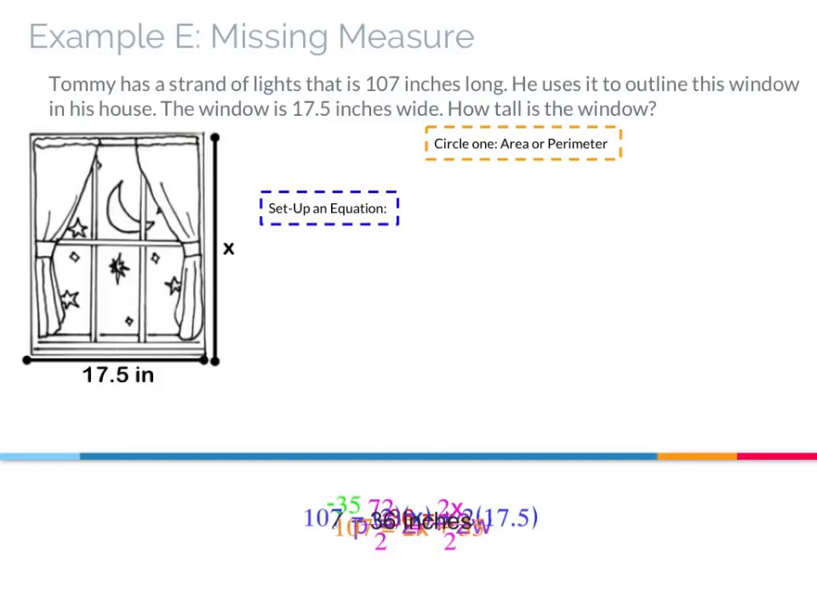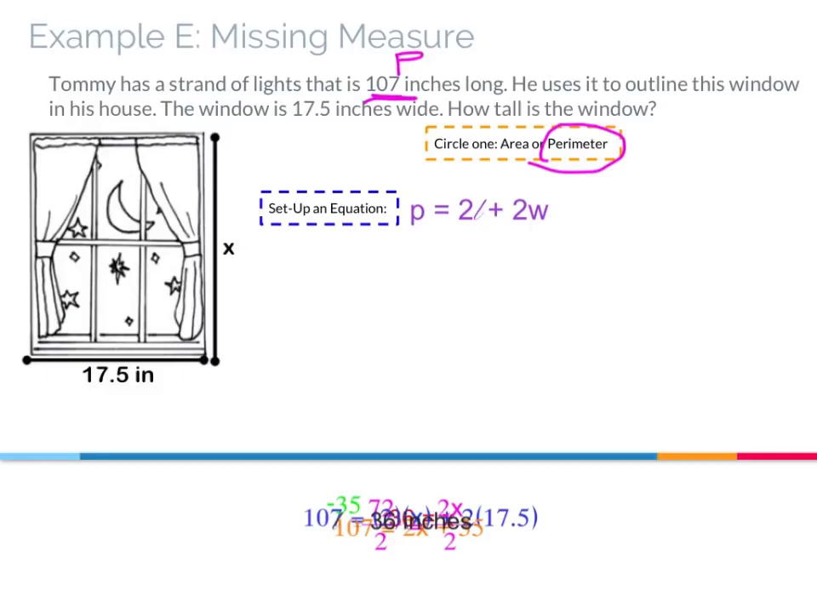So first, since Tommy is outlining this window, this is a perimeter problem. So to find the perimeter of a rectangle, we need to use our formula. P is equal to 2 times the length plus 2 times the width. Now from our problem, we need to substitute in our values into our formula. So it says that Tommy has a strand of lights that is 107 inches long. So this is actually our perimeter.